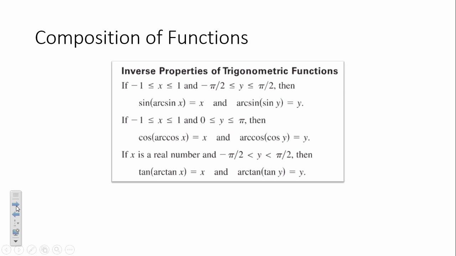Okay, if x is between -1 and 1 inclusively, and y is between 0 and pi, then the cosine of the arc cosine of x is going to be x, and the arc cosine of the cosine of y will be y. And likewise, we do the same thing with tangents, have the same restrictions as the sine and arcsine, and we'll get the same values back. Those are the inverse properties.